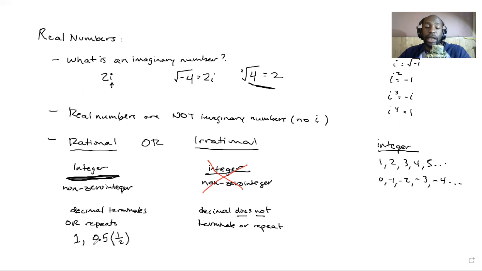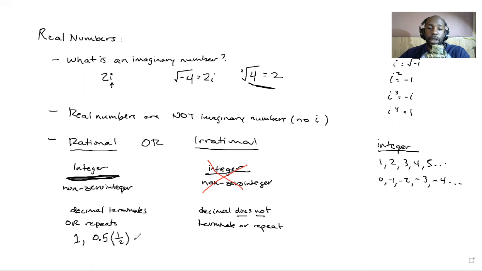And then also the decimal representation of this number terminates or repeats. That means that whenever you have the decimal form of this number, the decimal stops. You have some numbers where the decimal goes on and on without ever ending. But 1/2 is simply 0.5. That's all it is. So it terminates.